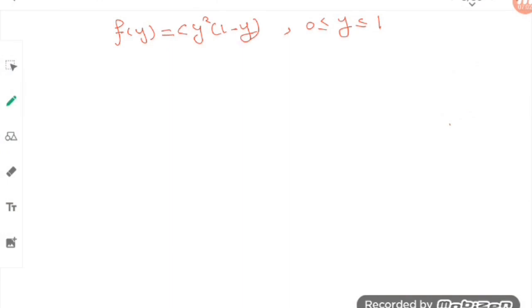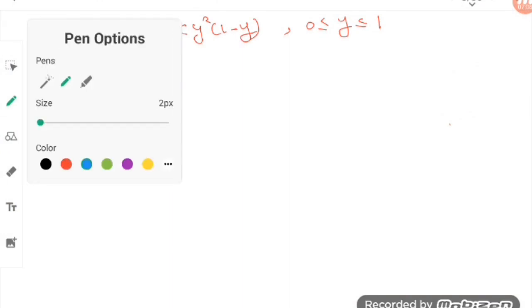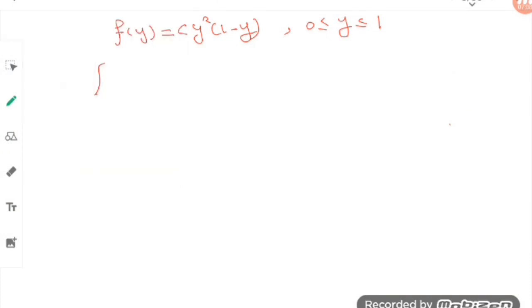We know that the integral of the PDF over the range from negative infinity to infinity has to be 1.